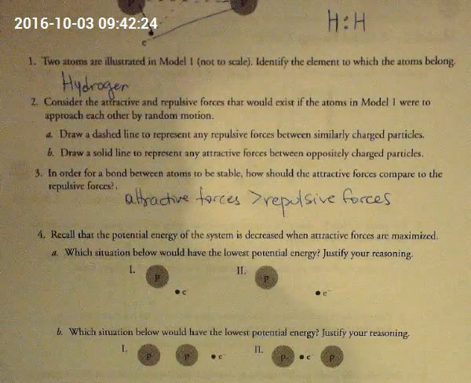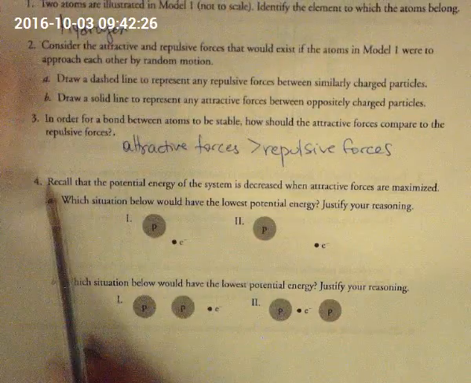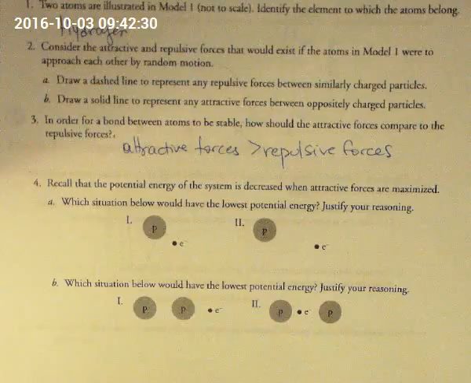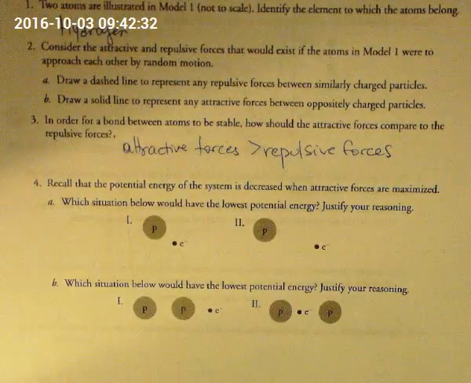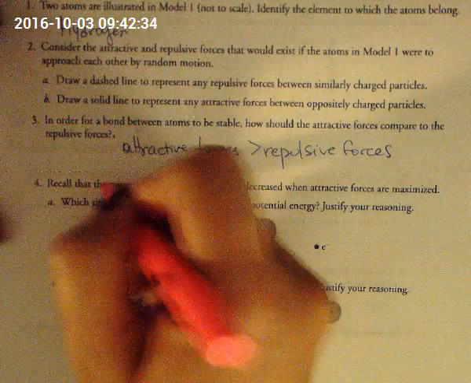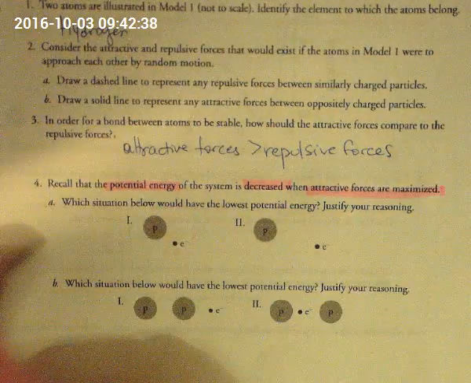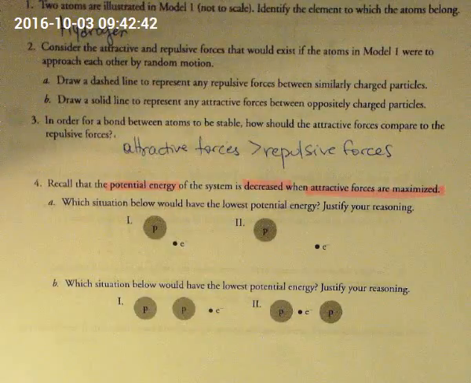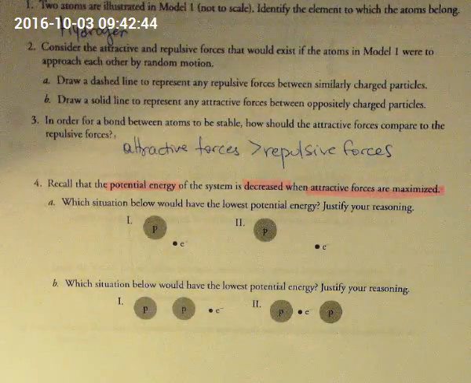All right, number 4. Number 4 says, recall that the potential energy of a system is decreased when attractive forces are maximized. So let me highlight this. I think this is important. The potential energy is decreased when attractive forces are maximized. And I would urge you to do the same on your paper. Circle it, highlight it, underline it.